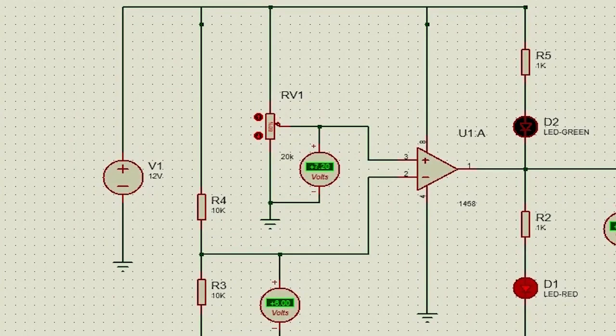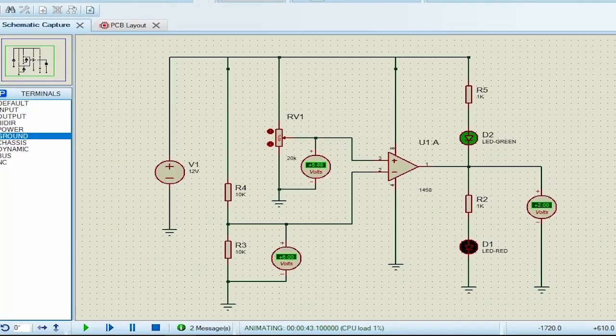10, 9, 8, 6.84, 5.88, and it changed. We were left with 2 volts at the output. When it changes, before that the output remains at 10 volts. 6.12.